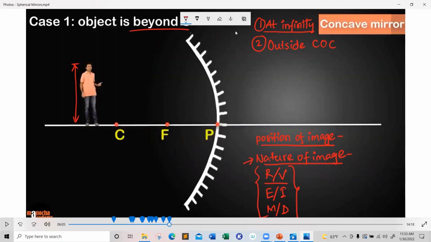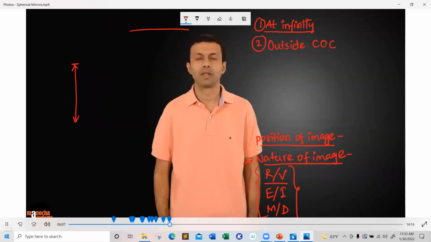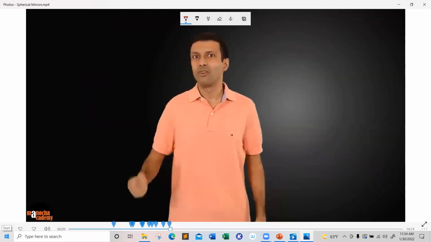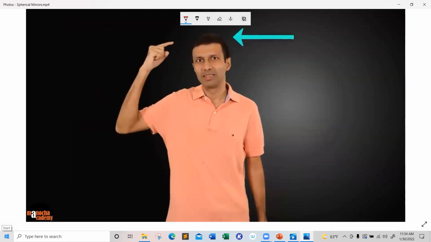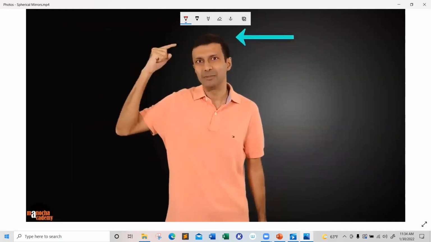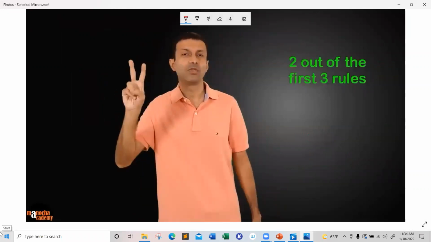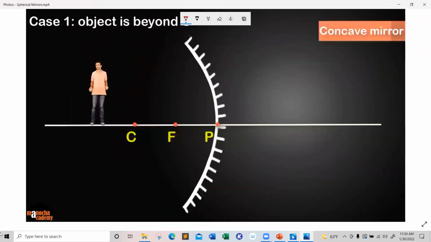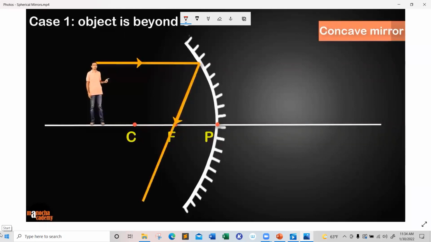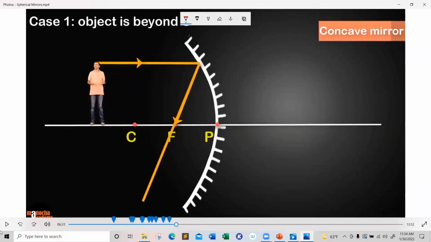So we will proceed. Center of curvature. You need to consider the rays from the top of the object. So from my head. And remember, we need to take 2 out of the first 3 rules. So let's use rule 1. For the ray that is parallel to the principal axis, after reflection, it passes through the focus. And for the second, that is rule number 1.